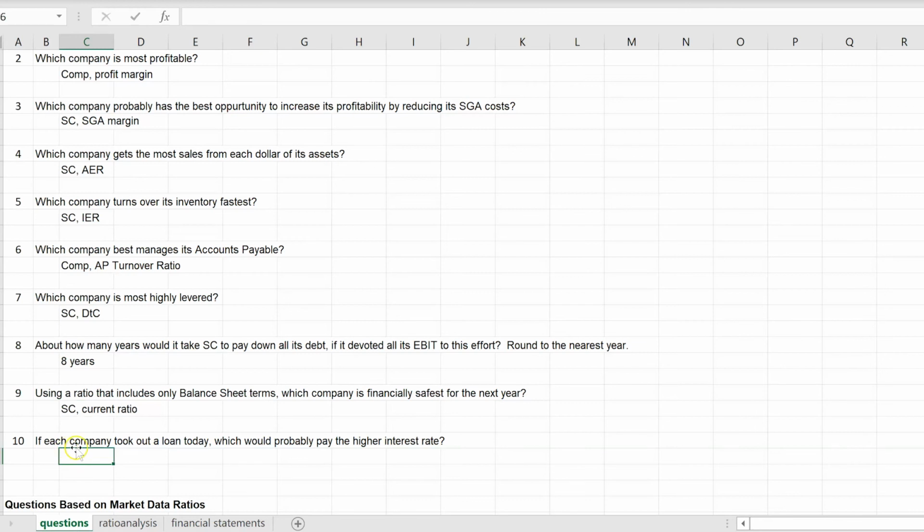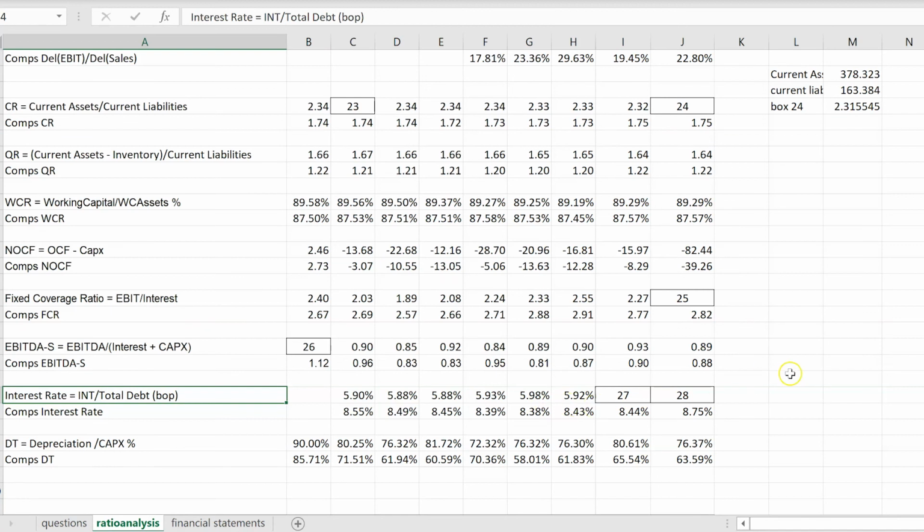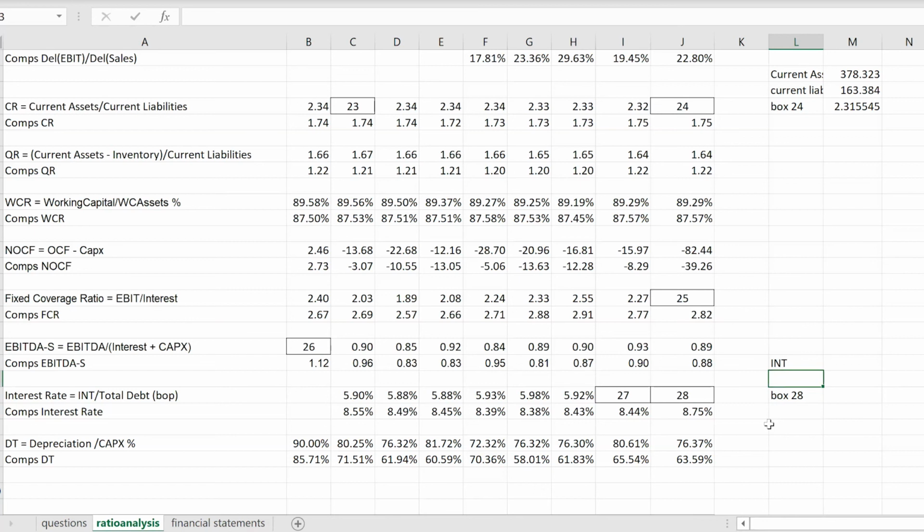Okay, so for question number 10, if each company took out a loan today, which would pay the higher interest rate? So the best way to solve this problem is to look at the interest rate that these companies are currently paying, because that is likely to tell us something about the interest rates that they will be paying if they were to take out a loan today. So to solve this, we are going to look at the interest rate ratio. All right, interest rate ratio is right here, and that is your interest divided by your total debt beginning of period. All right, so we have to solve for box 28, and we need interest, and we need total debt.